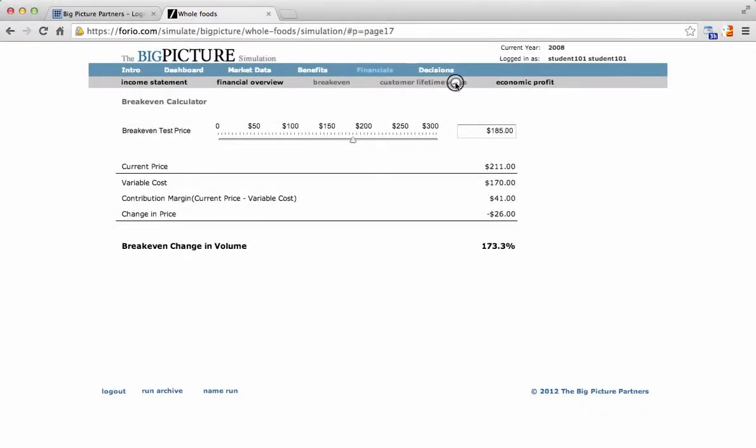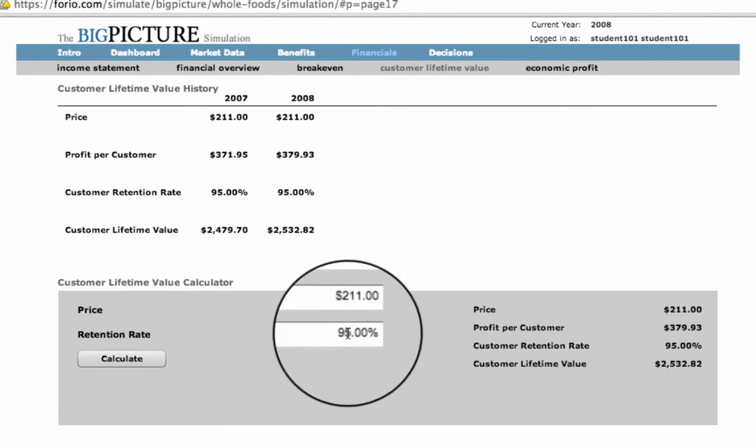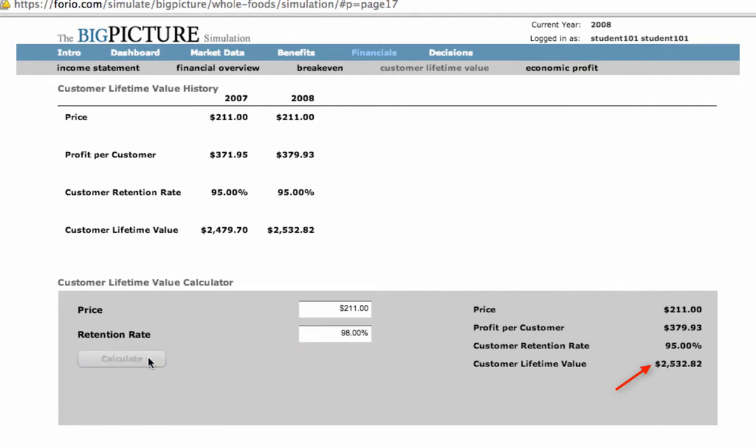Another important calculator is the customer lifetime value calculator, which shows us the impact of retention rate and price on our customer lifetime value. That is the revenue stream we can expect from our customers over time. We can use this calculator to see what would happen if the retention rate went up or down. For example, if I change the retention rate from 95 to 98%, the customer lifetime value increases substantially.